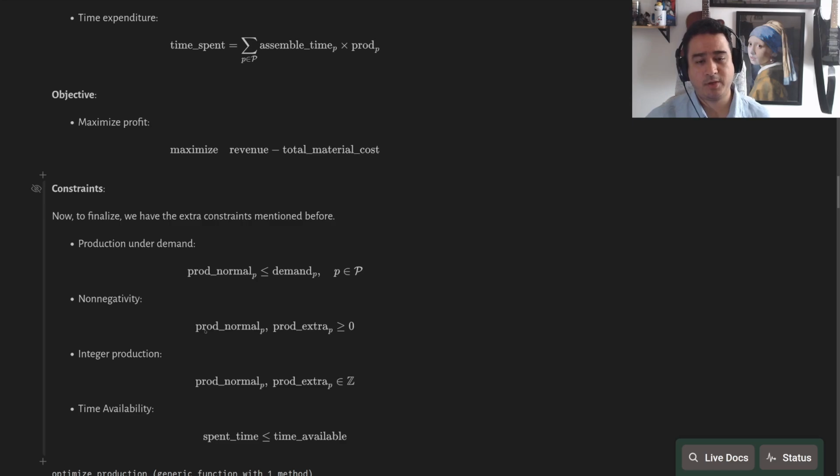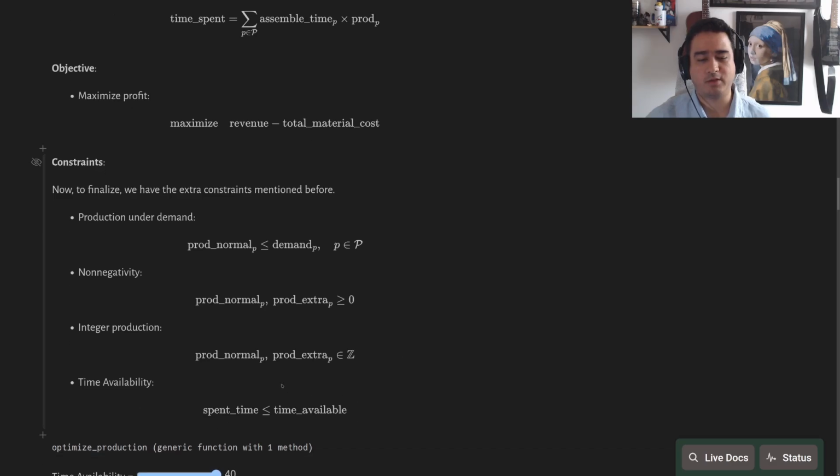No negativity. Being more explicit, we can always say no negativity for many of these variables. These exist, of course, to make sense of the production. So the production cannot be negative, but also prod extra must be positive because of that combination that we had. Otherwise, we could build negative amounts of prod extra, so we could build more of prod normal, which would break our model. That's not what you want. Of course, we still have integer production, and the time availability is still the same.